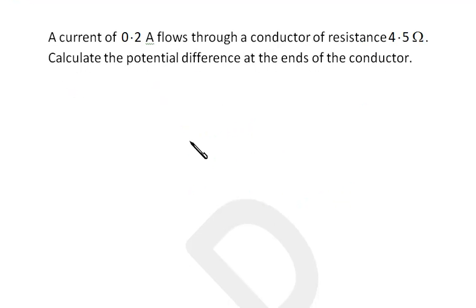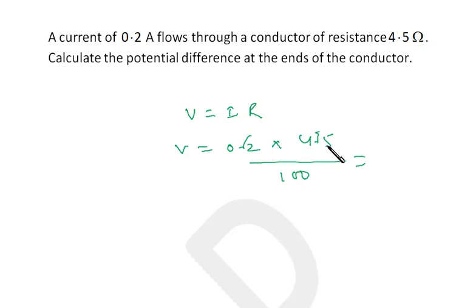A current of 0.2 ampere flows through a conductor of resistance 4.5 ohm. Calculate the potential difference at the ends of the conductor. V is equal to IR according to Ohm's law. Now V is what we have to calculate. Current is 0.2 ampere, so the value of I is 0.2. Resistance is 4.5. So it's 45 into 2, 90 by 100, or we can say 0.9 volt. That is the potential difference at the ends of the conductor.